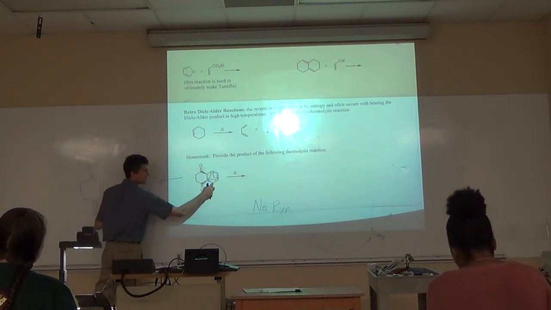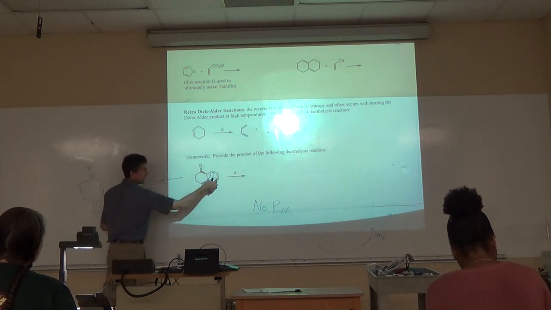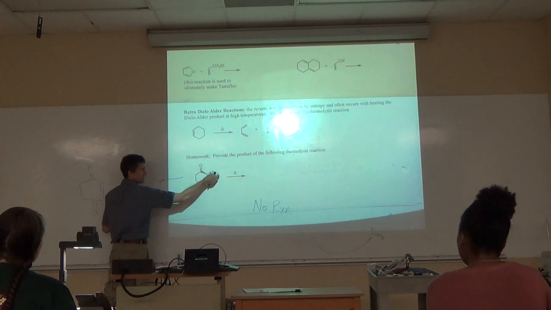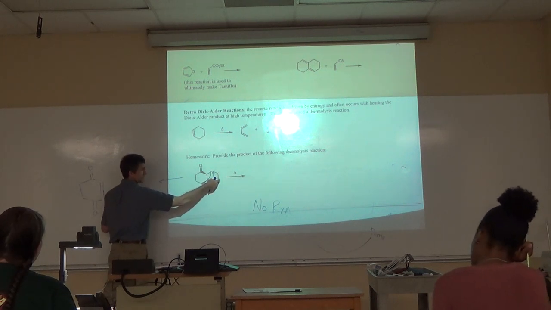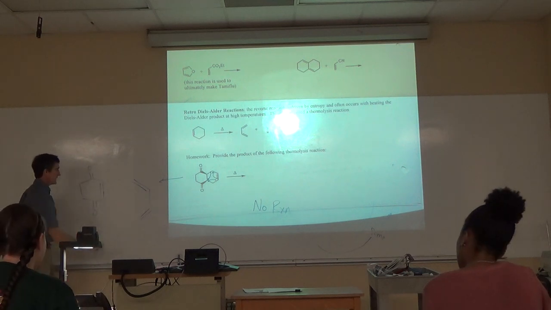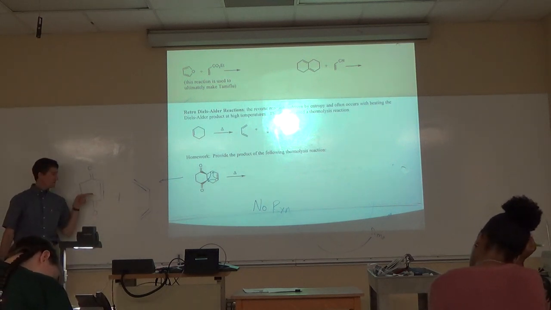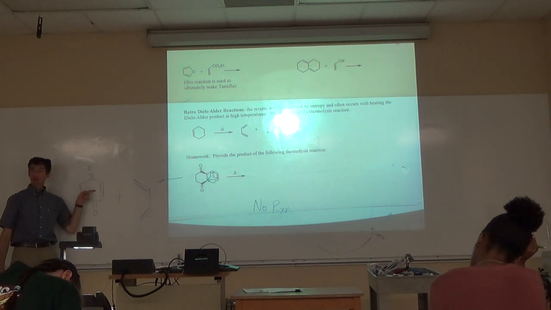What's between these two carbons now? You see the pi bond? What should be between these two carbons? Just a single bond, because the pi bond moved where? Up there. And there you go. You went back to your diene and your alkene, which is called a dienophile.